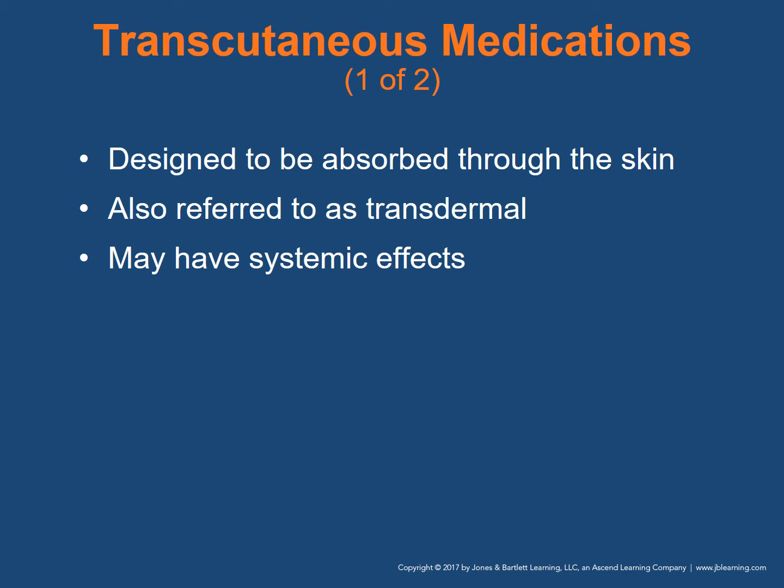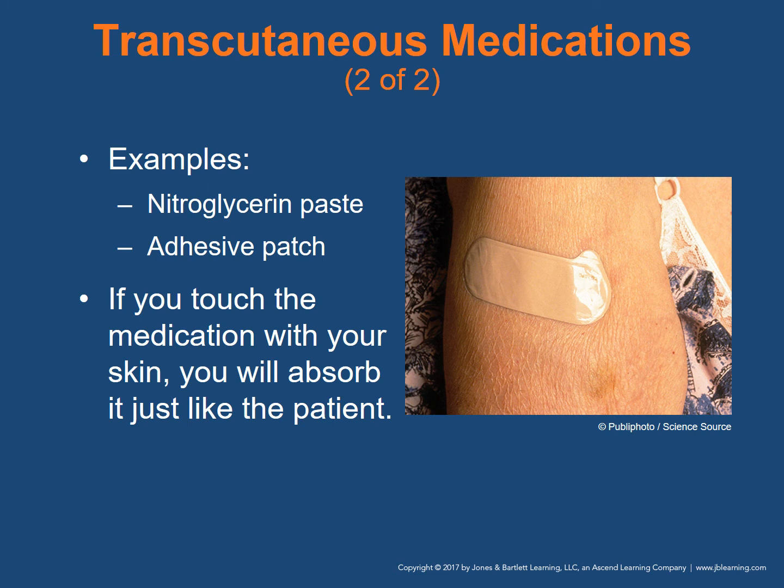Transcutaneous medications are going to be absorbed into the skin to enter the bloodstream. So they're going to have a systemic effect. They're going to impact more than just the area of application. Here's an example of a patch. It almost looks like a Band-Aid. You do have to be cautious about this in some situations, because some of these medications, if you touch them with bare skin, are going to have an impact on you as well. It's not only absorbing into the patient, it absorbs into any skin that comes in contact with it.